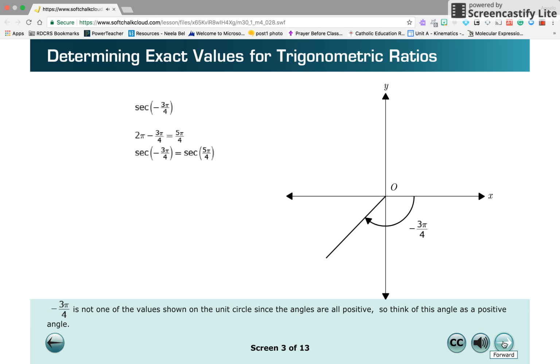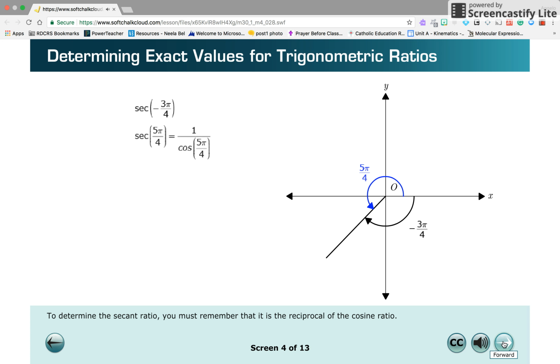Negative 3 pi over 4 is not one of the values shown in the unit circle since the angles are all positive, so think of this angle as a positive angle. To determine the secant ratio, you must remember that it is the reciprocal of the cosine ratio.